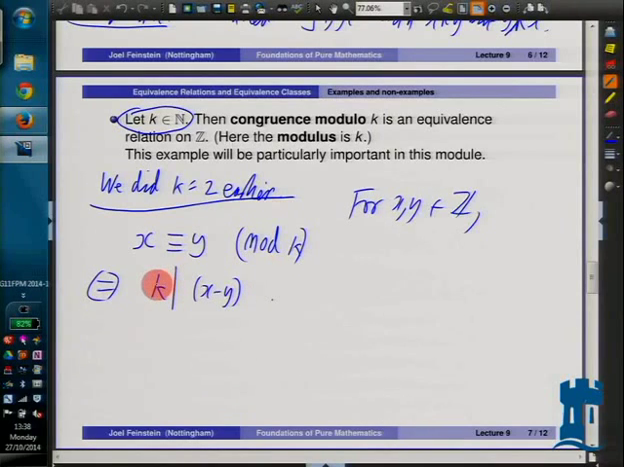Now, the same proofs that worked for 2 earlier show that this is an equivalence relation. So this is the relation, right? You can call it R if you like, but normally you would write x is congruent to y modulo k. Okay? That's how you pronounce this one. And this is our relation.